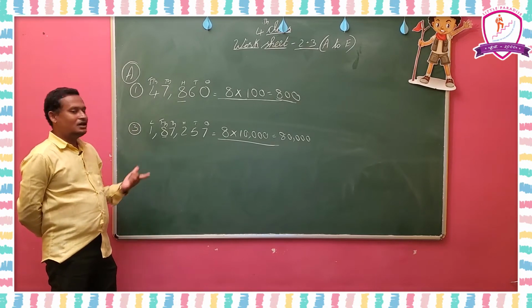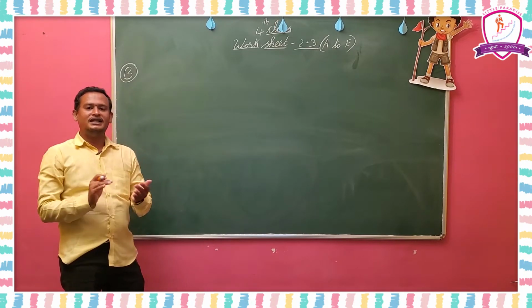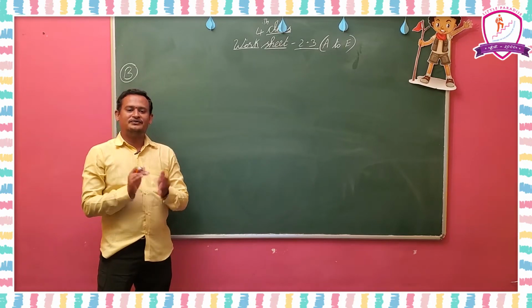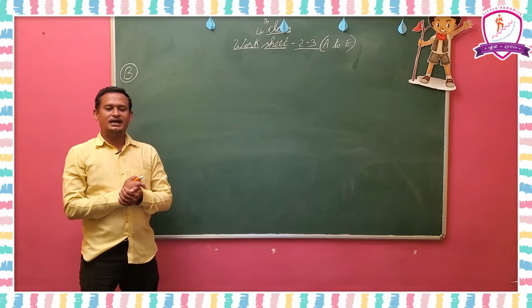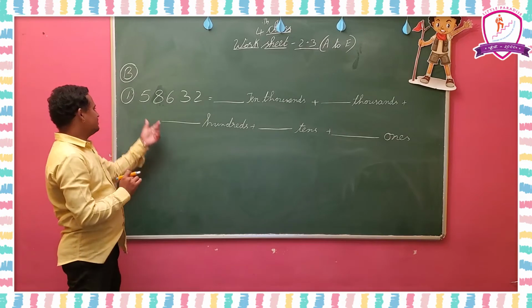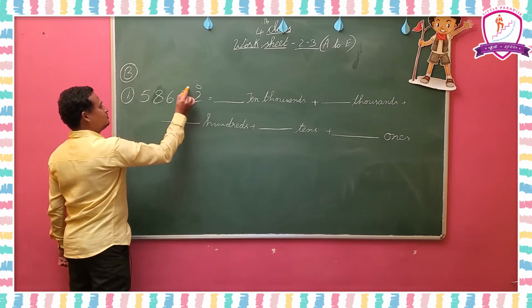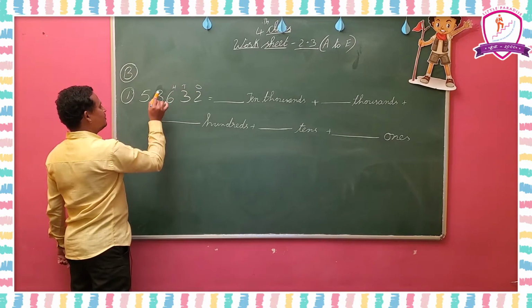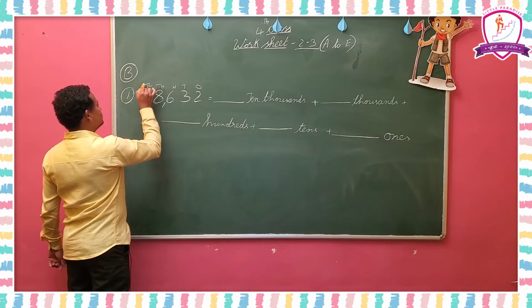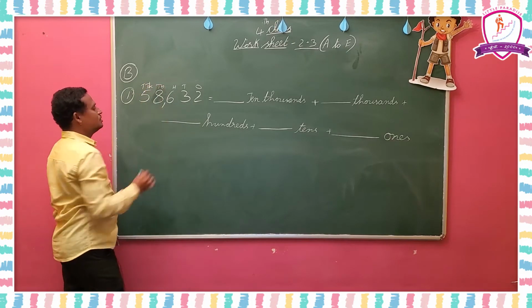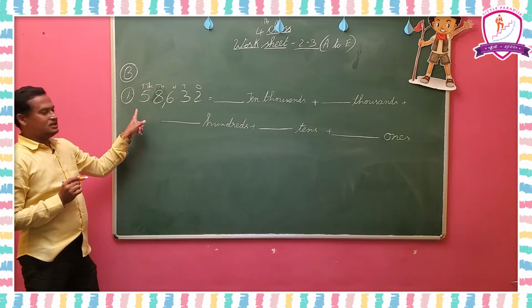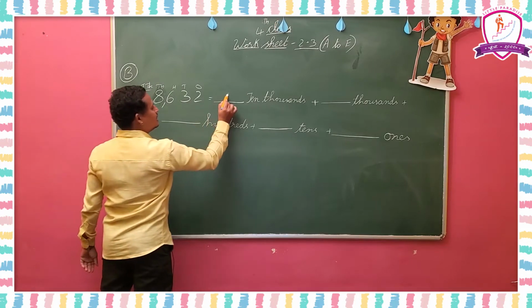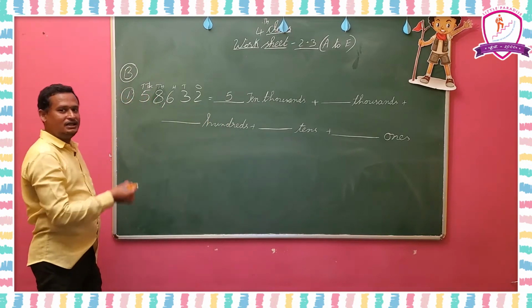Okay, now coming to B Roman. In B Roman, fill in the blanks. Here we are going to fill the blanks. The first one is given like this. You have to write the places: ones, tens, hundreds, comma, thousands and 10,000s. So what is in the 10,000s place? 5 is in 10,000s. You have to write the 5 in that blank.